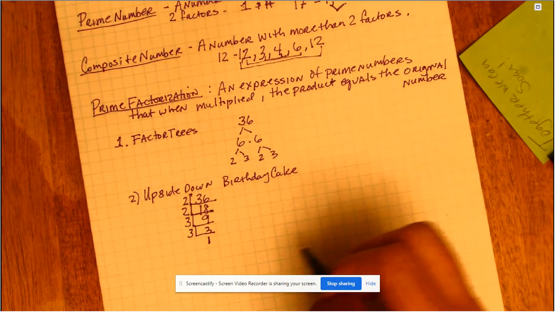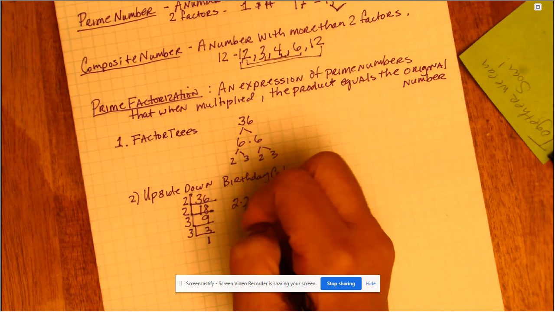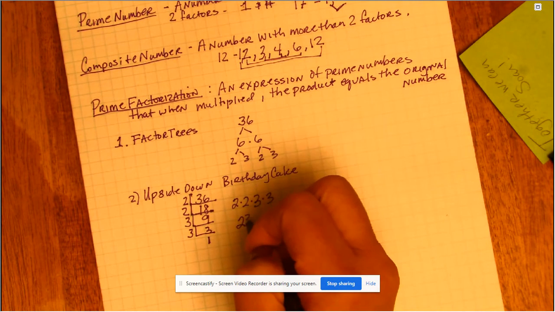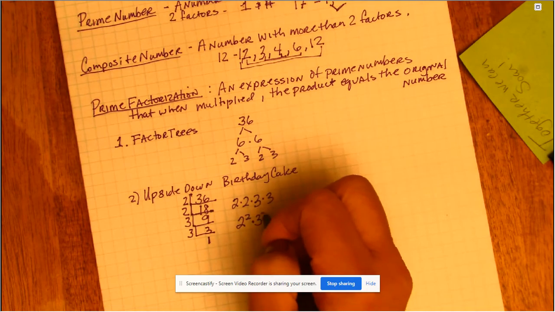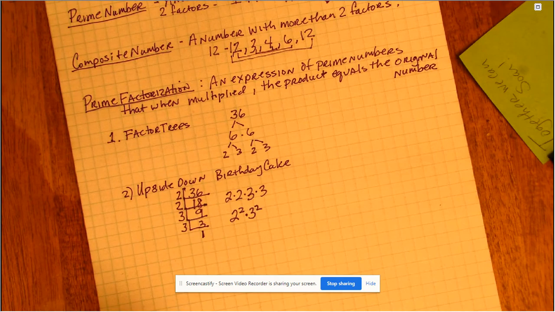So the prime factorization for 36, we could write that as 2 times 2 times 3 times 3, or we'd write it as 2 squared times 3 squared. Okay? And that's what we're going to want to get to, because we're going to use that when we simplify non-perfect square numbers. So what are the other tools that we need?